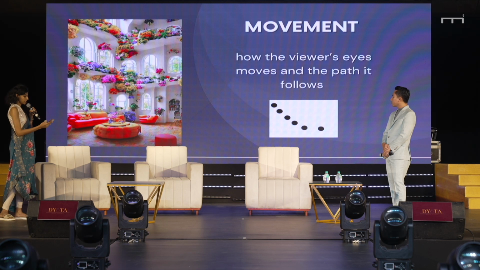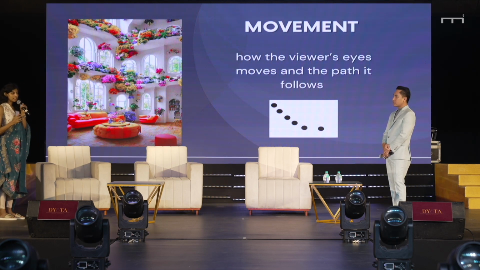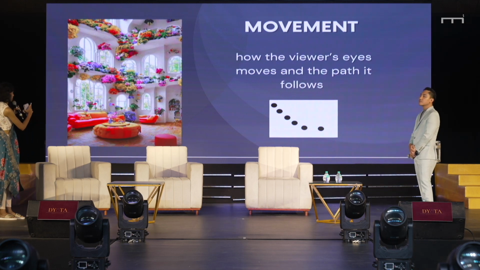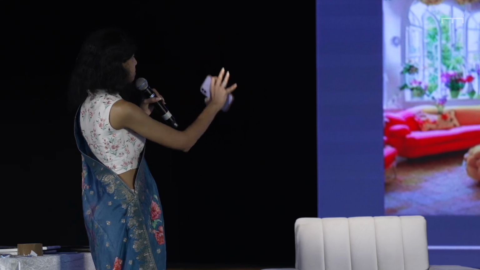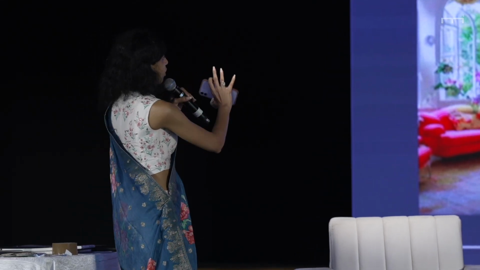Next, it's movement. You basically let the viewer's eye travel. Like you see in the image, it's one monotone backdrop, with different parts of the backdrop being highlighted by flowers. You naturally move through the image. That's how a human eye works. So this is a great way to create design again.